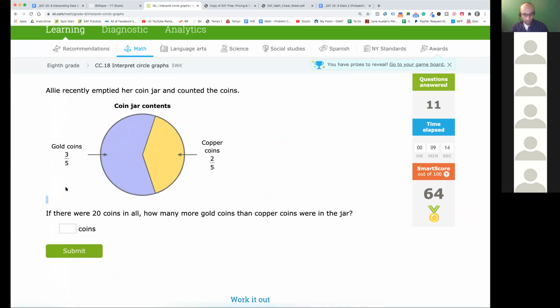So the way you can do it is you take the difference between these two, right? That's 1/5, and 1/5 of 20. Don't forget there's 20 written over here already. 1/5 of 20, right? Or you can do 3/5 of 20, that could be 12, and then 2/5 of 20, 8. So your answer is going to be 4. 12 minus 8 is 4, right?